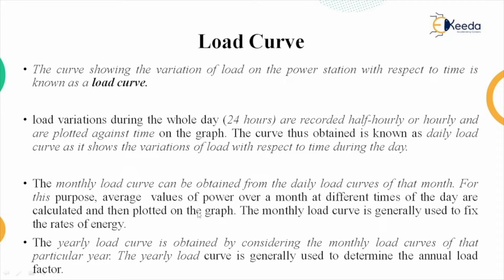For this purpose, average values of power over a month at different times of the day are calculated and then plotted on the graph. The monthly load curve is generally used to fix the rate of energy, and the rate of energy means the bill we get from the MSEB, which is calculated from the monthly load curve. It is the average of all the days in that particular month.